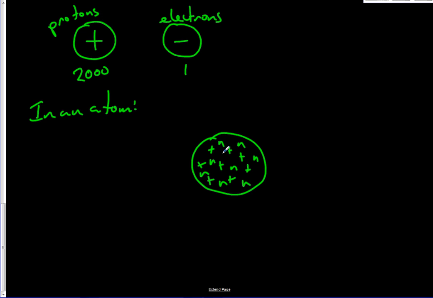So in this case, 1, 2, 3, 4, 5. Ooh, how many did I put? 8. So then we're going to have shells with our electrons out here. So what did I make here? What is this? Yeah, okay, oxygen. Well, maybe not the best example, but this happens to be oxygen.